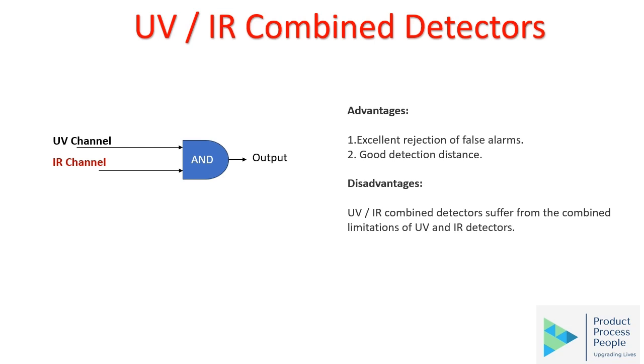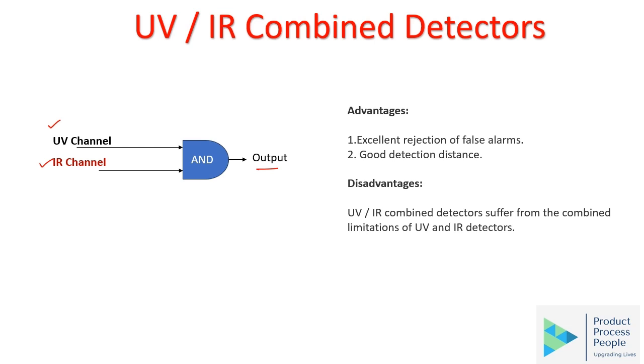UV-IR combined detectors integrate both the technology of UV and IR using an AND logic gate, which means that if your fire is detected by the UV channel and the fire is detected by the IR channel, then only there will be an output. If one of the channels does not detect the fire, then there will be no output.